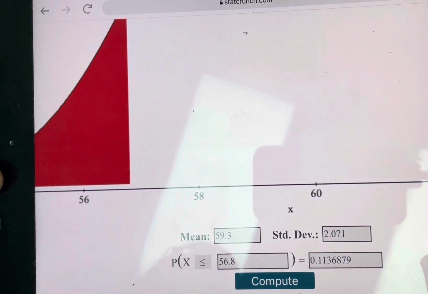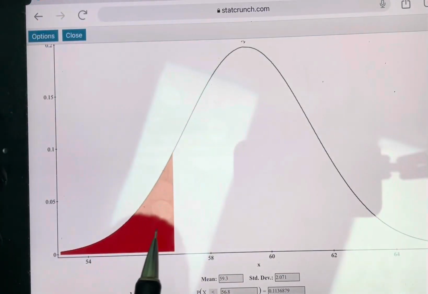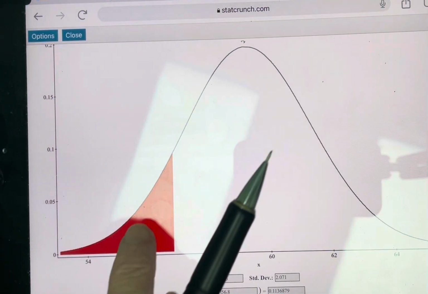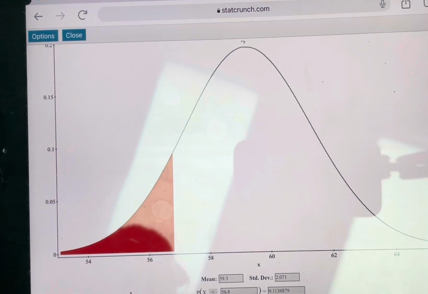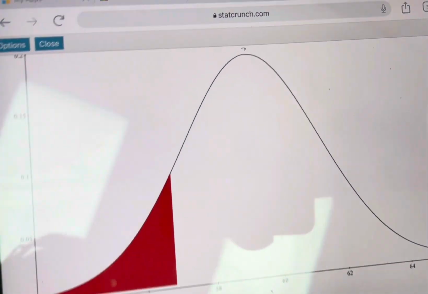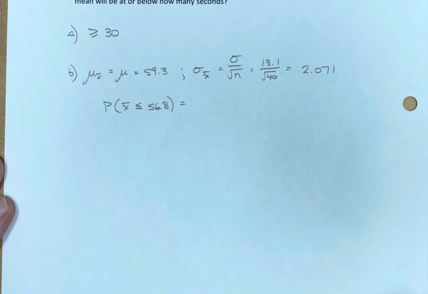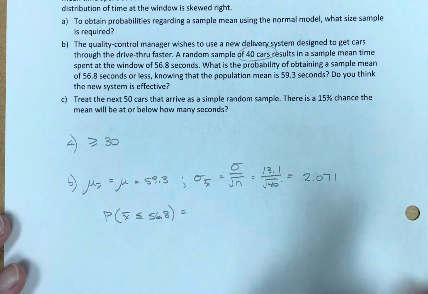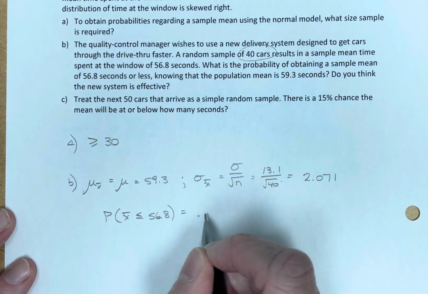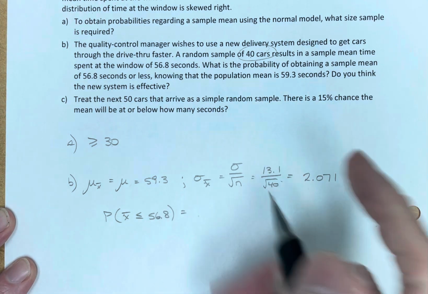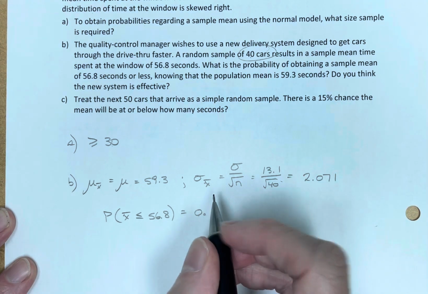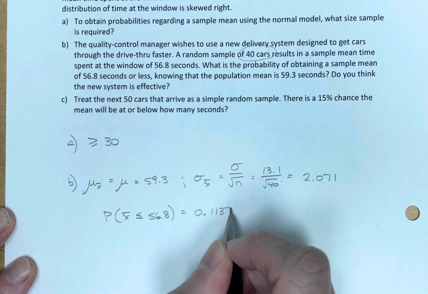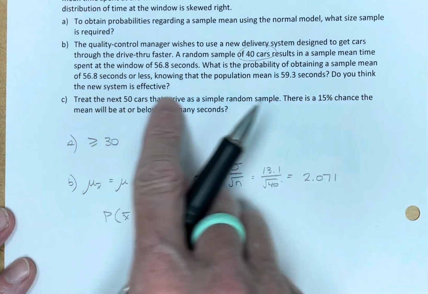Let me put this back and you can see what's the probability. Well, this is less than 56.8. And the probability is that shaded region right there. The 0.1137 is the area of that region. So we'll come to here and we'll write that down. Always like to put a 0 in front. At least I try to anyways. 0.1137. Okay, do you think the new system is effective?